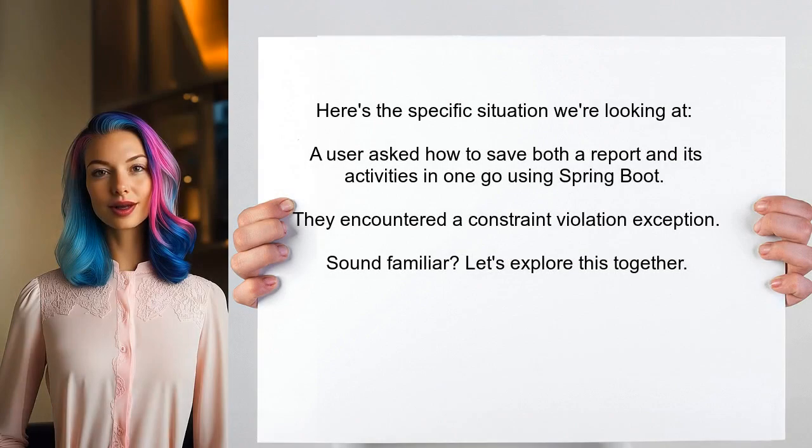Here's the specific situation we're looking at. A user asked how to save both a report and its activities in one go using Spring Boot. They provided their entity setup and a JSON request, but they encountered a constraint violation exception. Sound familiar? Let's explore this together.